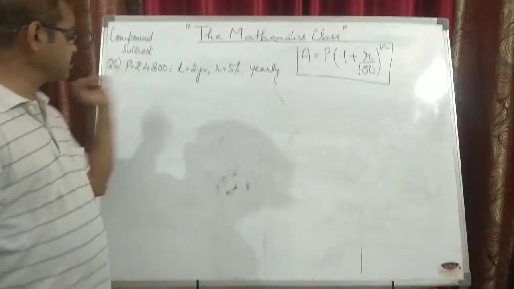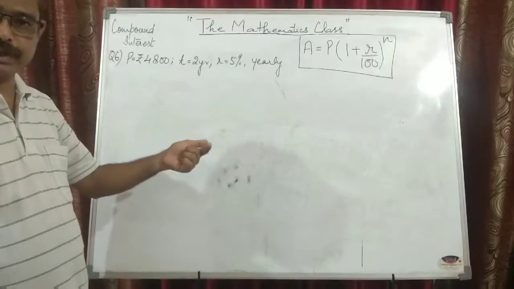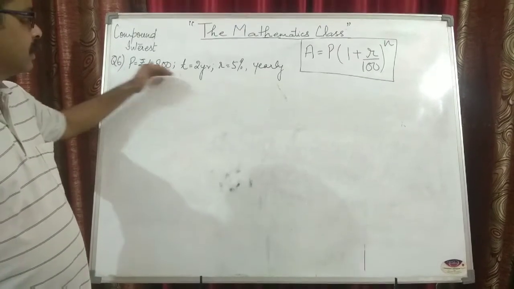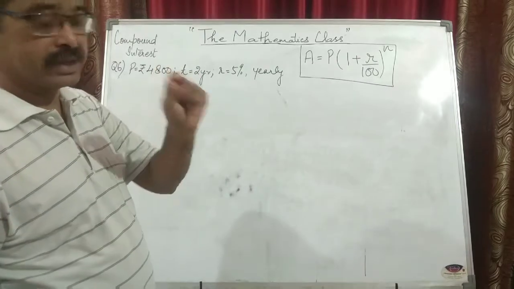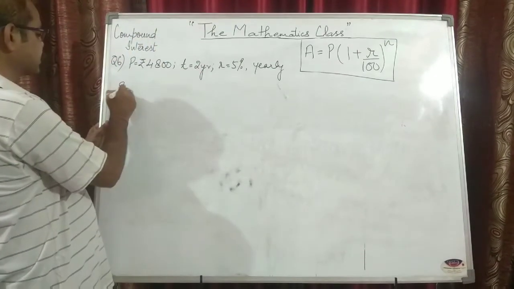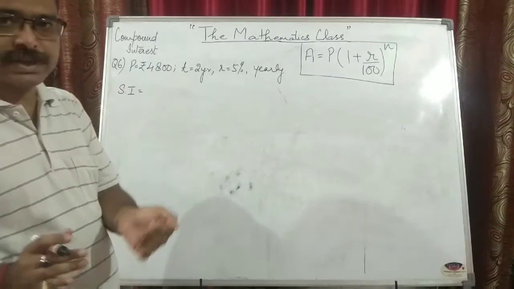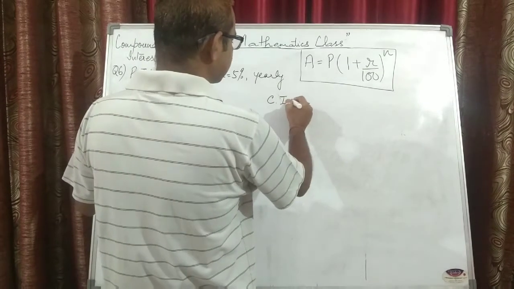Question number 6 is: find the difference between SI, that is simple interest, and CI, that is compound interest, on 4,800 principal, time 2 years, rate 5%, when the interest is compounded yearly. So we will first calculate the simple interest, and we will see that simple interest will be less as compared to compound interest. We will also calculate the compound interest.